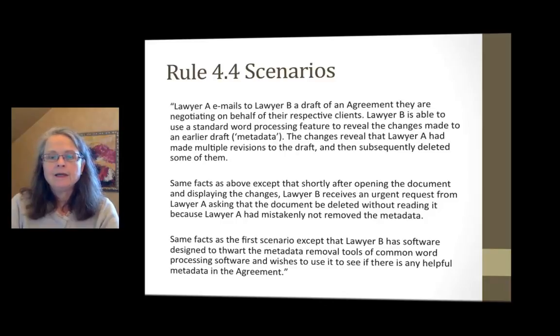And finally, can the receiving lawyer use a special program to access the metadata? And the answer there is no, that is not ethical.